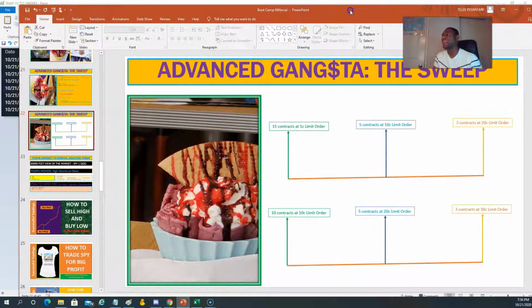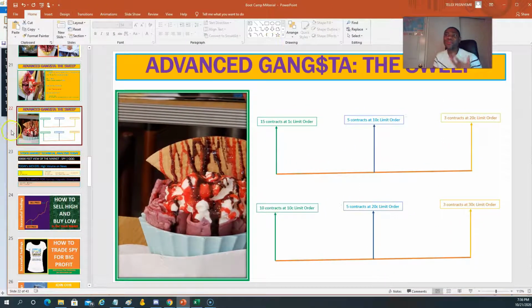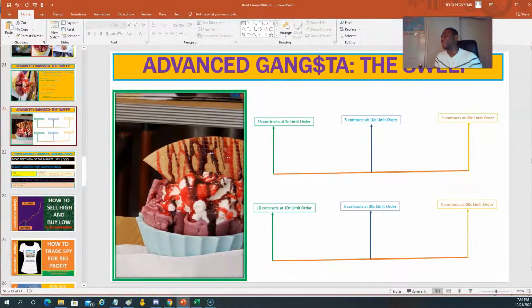The name of our strategy is called Gangster Sweep, if you will. There's a background story on that. You can find that on our blog at successfultradings.com. But here the concept is really that we want to buy cheap contracts.